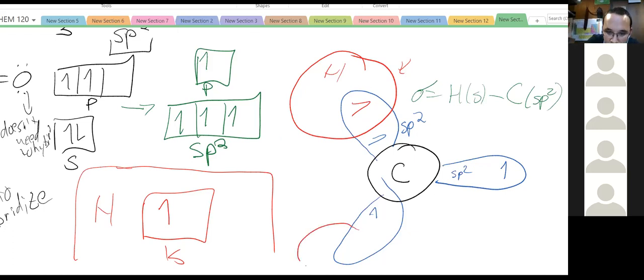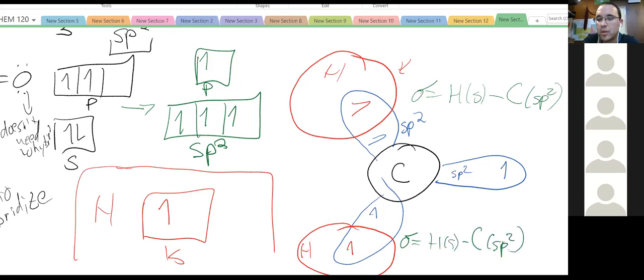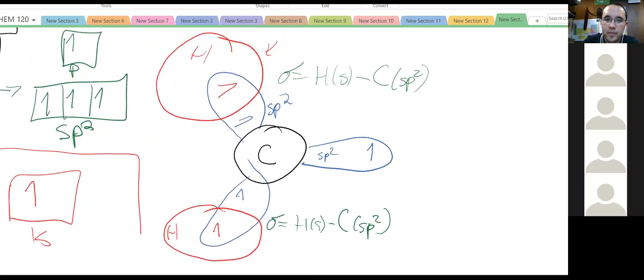So this hydrogen down here, is it going to do the same thing as that hydrogen, or is it going to do something different? It should also form the hybridized bond. It should do the same thing. So it's still going to form a sigma bond, and that's going to be between its s orbital and carbon's sp2 orbital. All right.